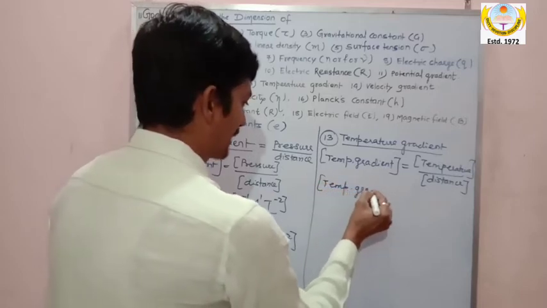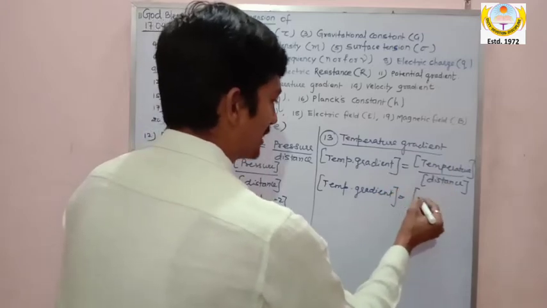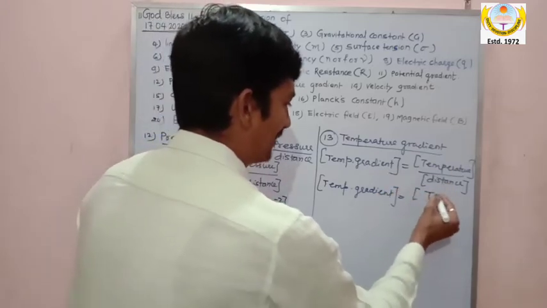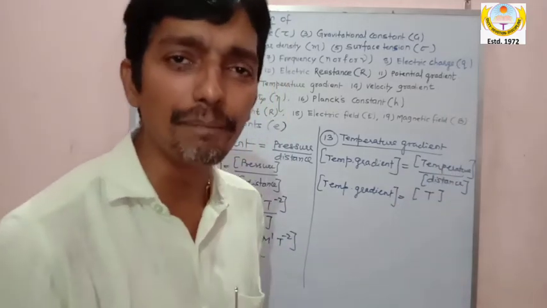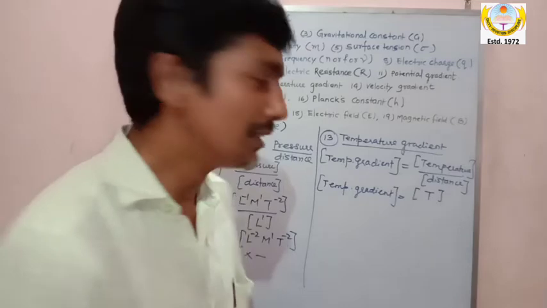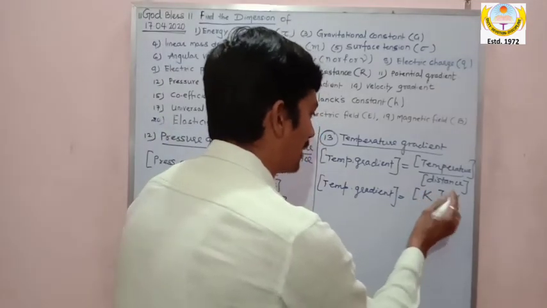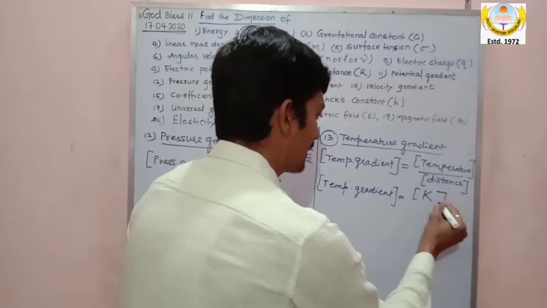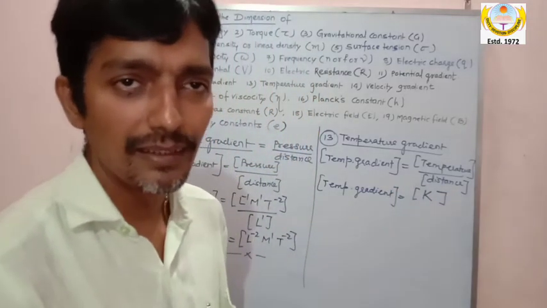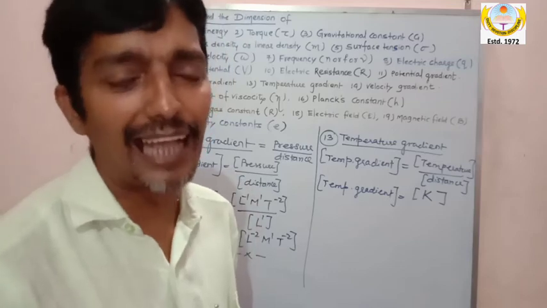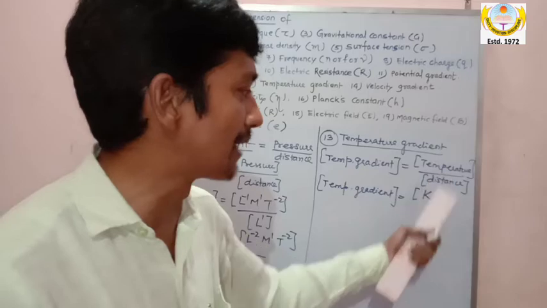The dimension for temperature gradient is nothing but the dimension of temperature. My dear, generally I could write T because it is a fundamental quantity, but T represents time. So here, the dimension for temperature we write Kelvin, K. Please take care. As the dimension of current we write ampere, the dimension of temperature we write Kelvin.